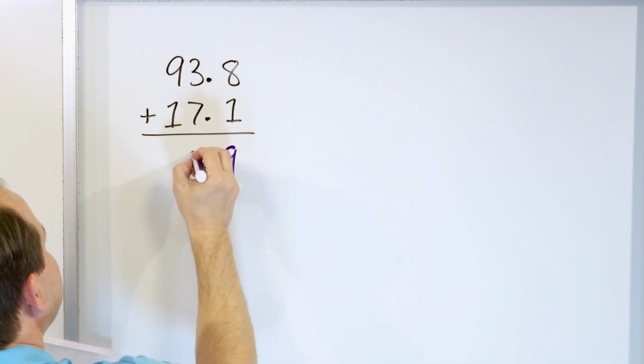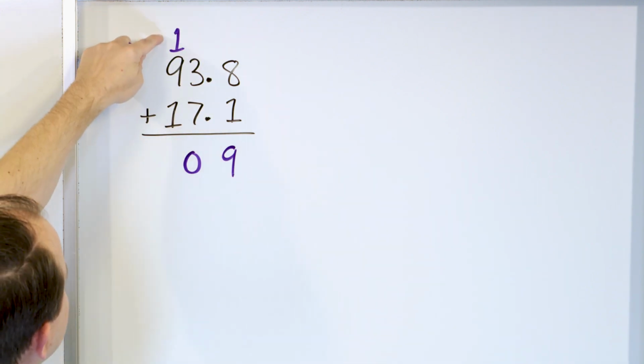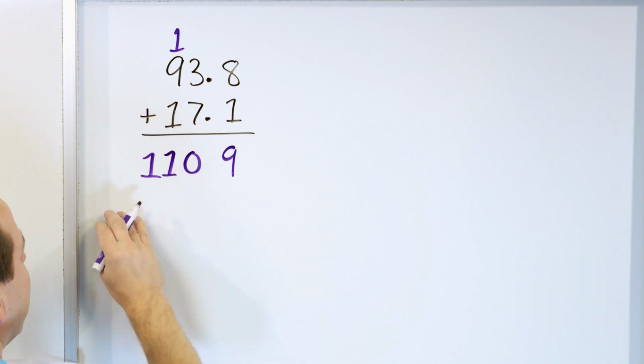But I have 10 here. I need to then put a 0 and carry a 1 for that 10 to happen. 9 plus 1 is 10. 1 more is 11. So I have to write the 11 down here. All right, now the numbers are there.